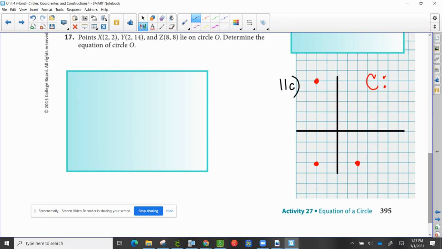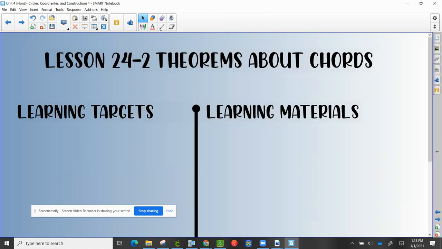Okay. Now remember, in order to find our center point, if we plot these points, we find the perpendicular bisector of the chords. Again, if you drew a chord here, a chord here, and a chord here, let's make those perpendicular bisectors. So again, bisector means it's going to cut each chord in half. So let's count. 1, 2, 3, 4, 5, 6, 7, 8. So that means halfway would be 4. 1, 2, 3, 4.